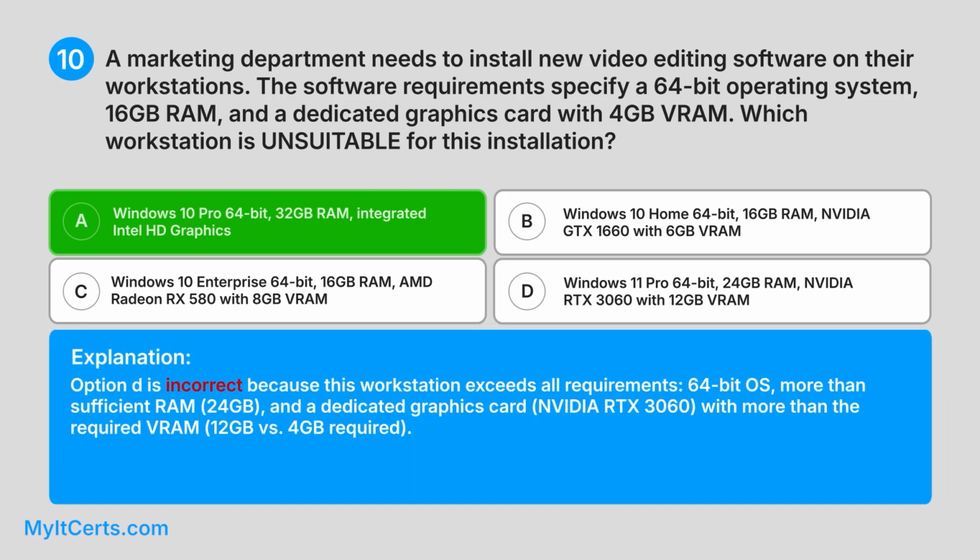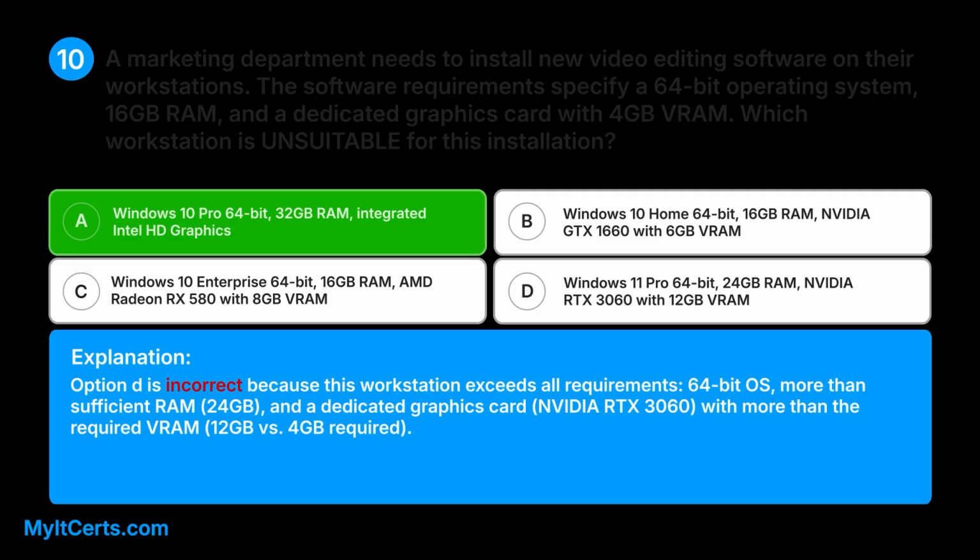Option D, Windows 11 Pro 64-bit, 24 GB RAM, NVIDIA RTX 3060 with 12 GB VRAM, is incorrect because this workstation exceeds all requirements: 64-bit OS, more than sufficient RAM, 24 GB, and a dedicated graphics card, NVIDIA RTX 3060, with more than the required VRAM, 12 GB versus 4 GB required.